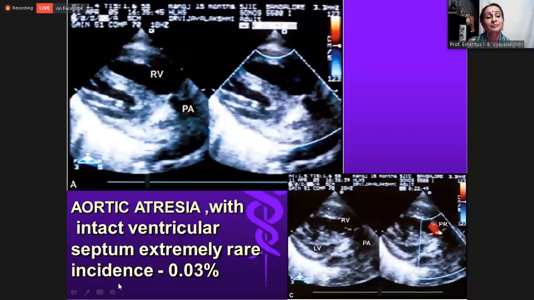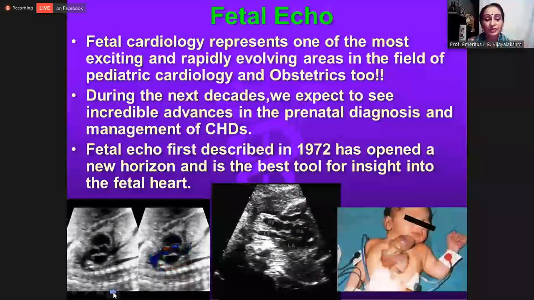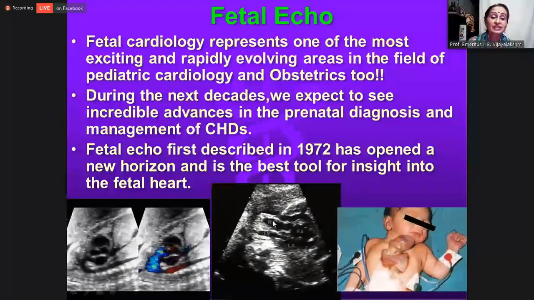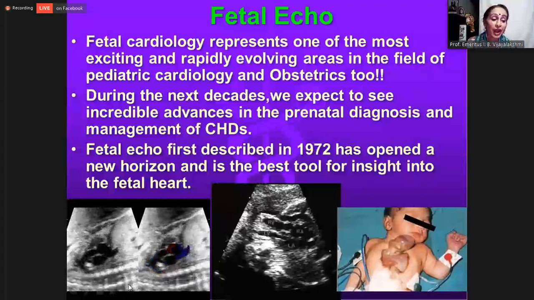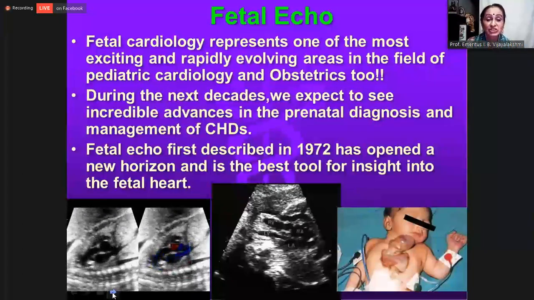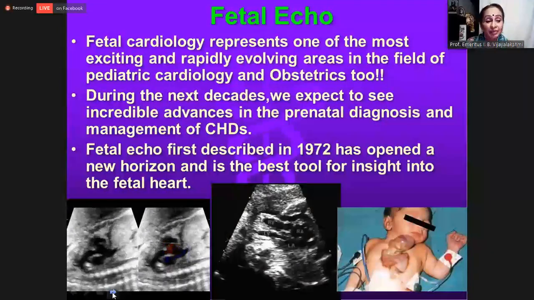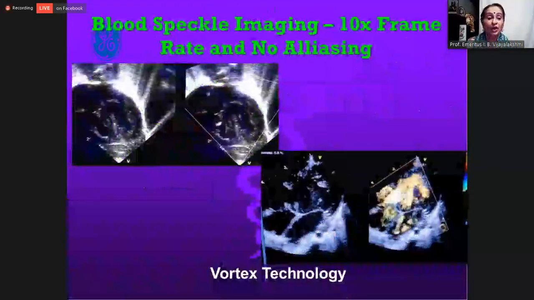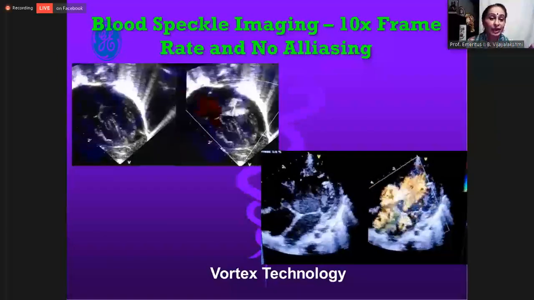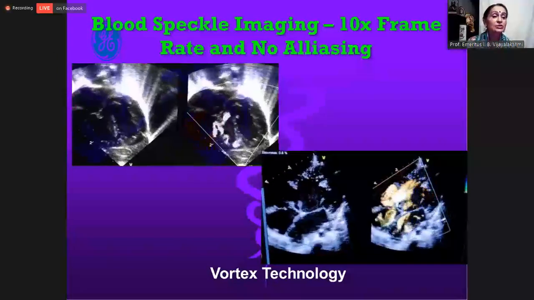And this is the aortic atresia, extremely rare, 0.03% of the time, but gone are the days when we would make the diagnosis after the birth and struggle, and this now we can do in the fetal echo itself. Even ectopia cordis can be made out very beautifully, and all the conditions where the medical termination of pregnancy has to be done can be done with the fetal echocardiography. Now I'm able to diagnose most of the things very well with fetal echocardiography.